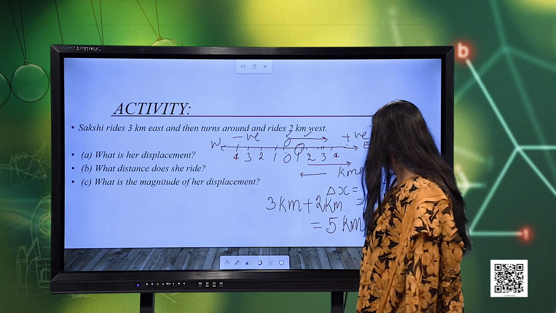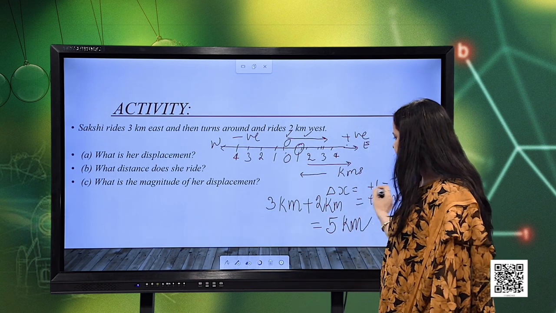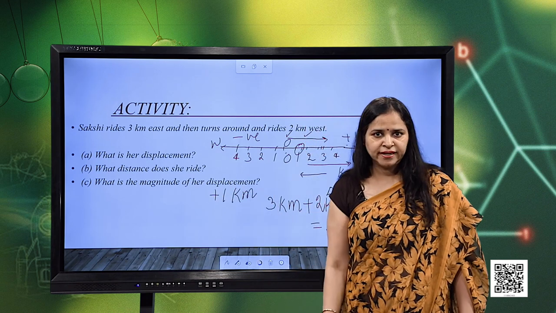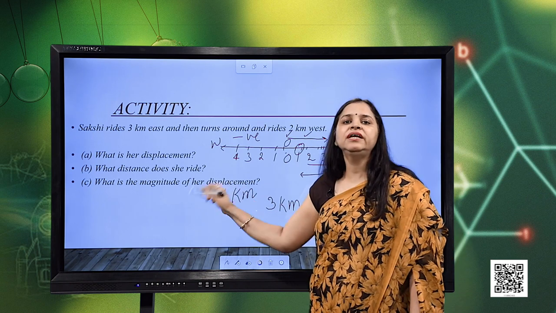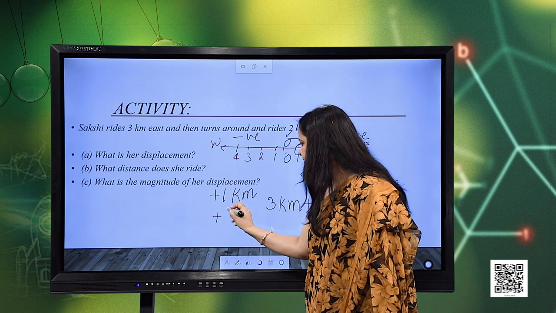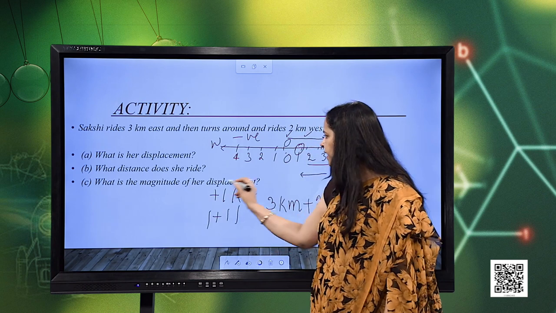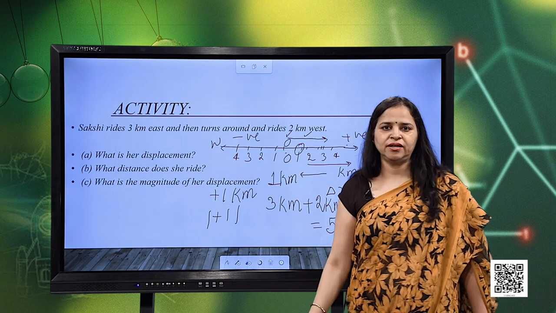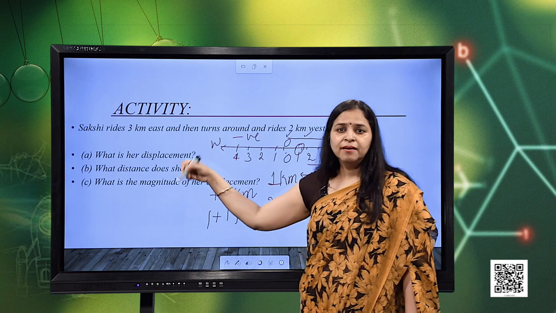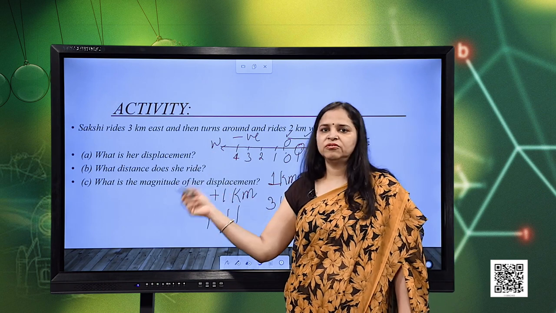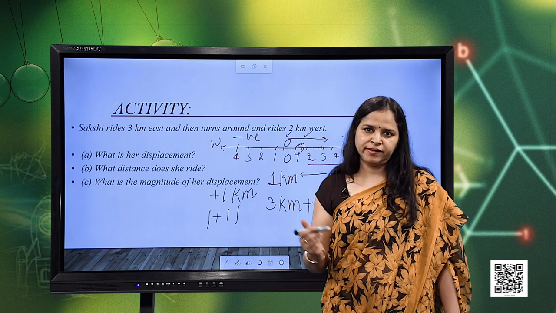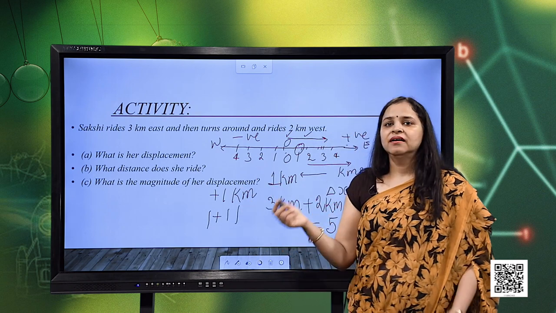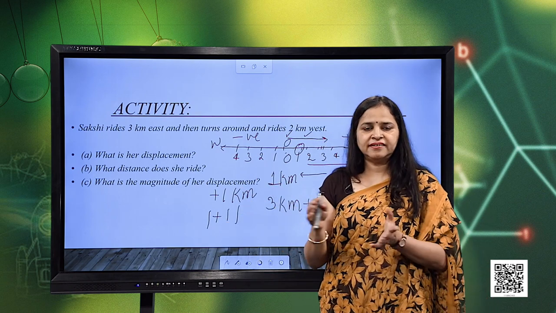What is the magnitude of the displacement, right? As we see, displacement was plus 1 kilometer. So when we talk about the displacement magnitude, we just leave the sign. So it is represented as modulus of plus 1. So the magnitude is actually 1 kilometer. Suppose it had been minus 2 or minus 3 kilometers, then also it would have been 2 or 3 kilometers respectively. So this is how we differentiate between the distance and displacement.